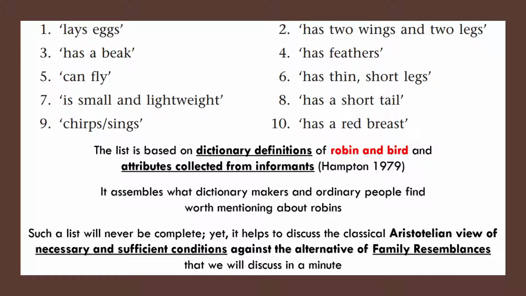So for a robin, that is a type of bird, the 10 attributes that are listed here are: they lay eggs, they have a beak, they can fly, they are small and lightweight, they can chirp or sing, they have 2 wings and 2 legs, they have feathers, they are thin, they have thin and short legs, they have a short tail, and they have a red breast. So under the classical view, these would be the attributes that could be necessary and sufficient to call a thing a robin.